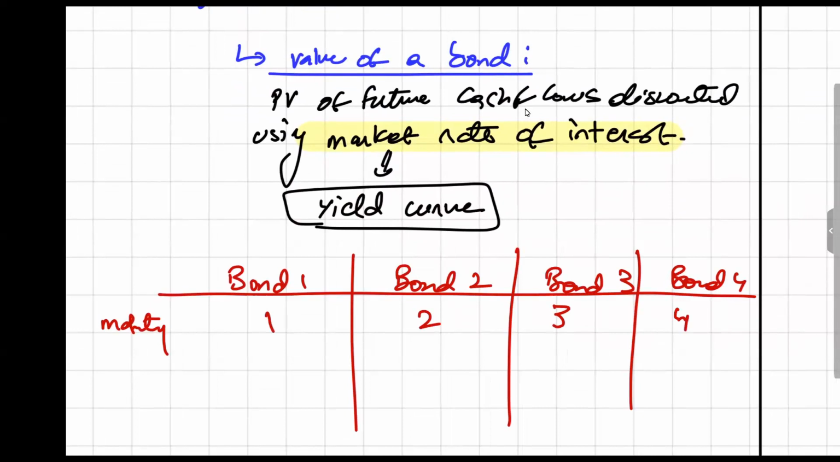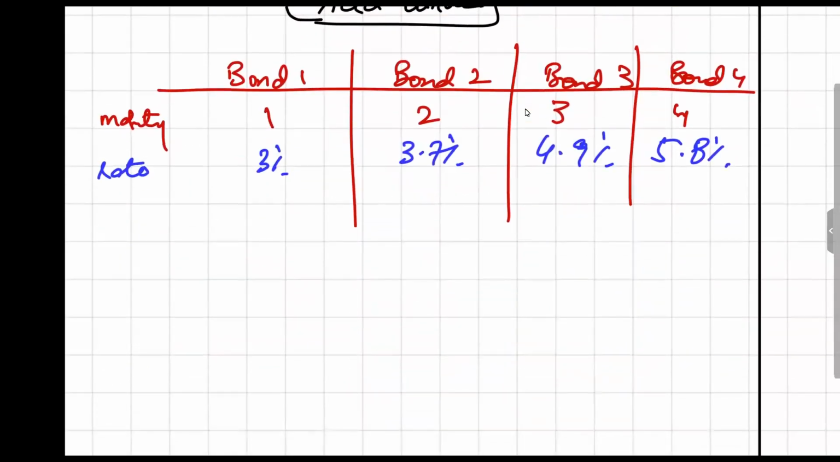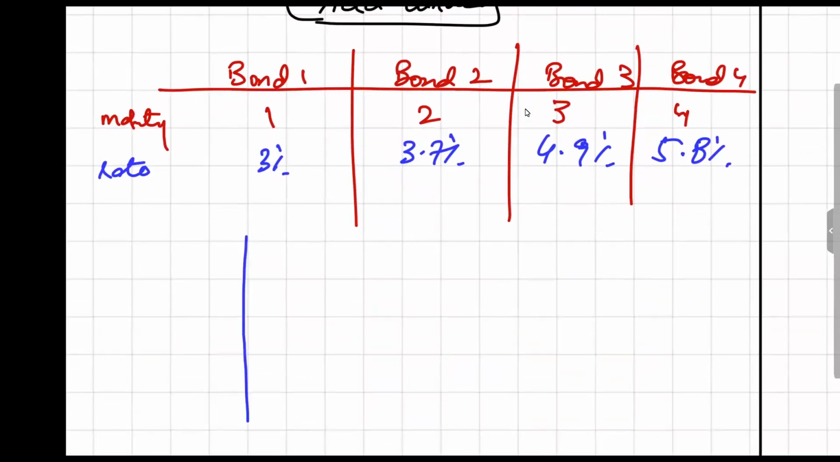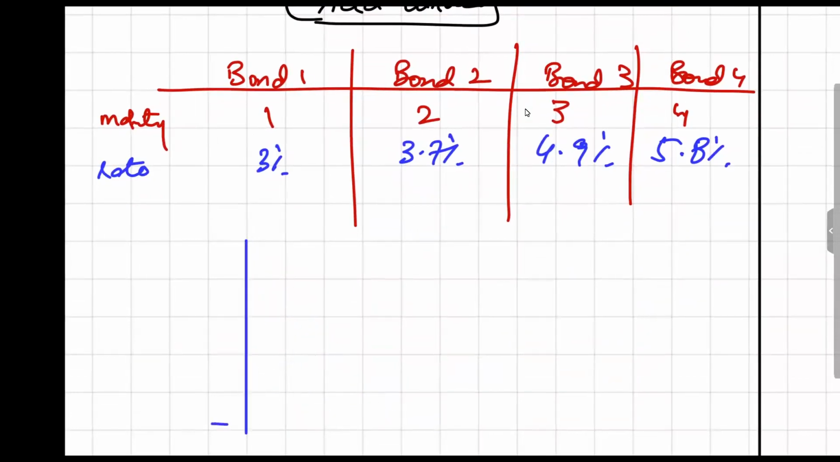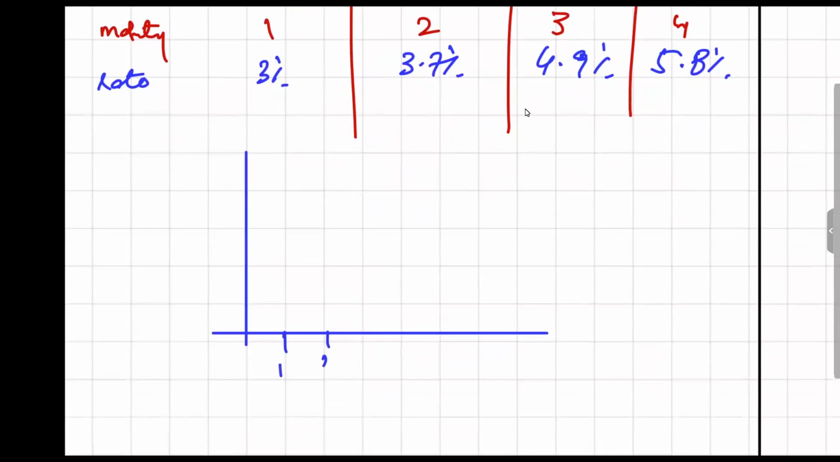The interest rate applicable on the 1-year bond is 3%. This is 3.7%. This is 4.9%. This is 5.8%, etc. Now, you're going to draw a diagram. You would say this is one, this is two, this is three, this is four. These are the different time periods. So there is this 3%, there is this 3.7%, there's this 4.9%, there's this 5.8%.